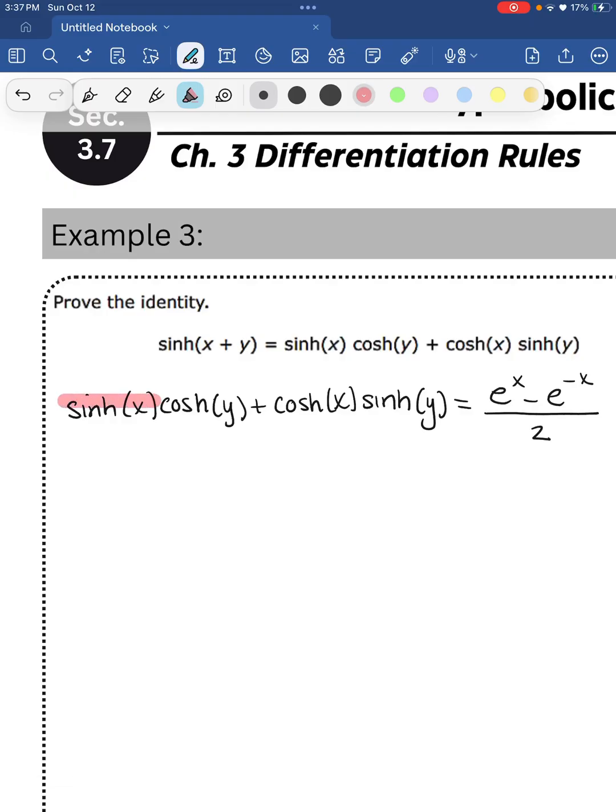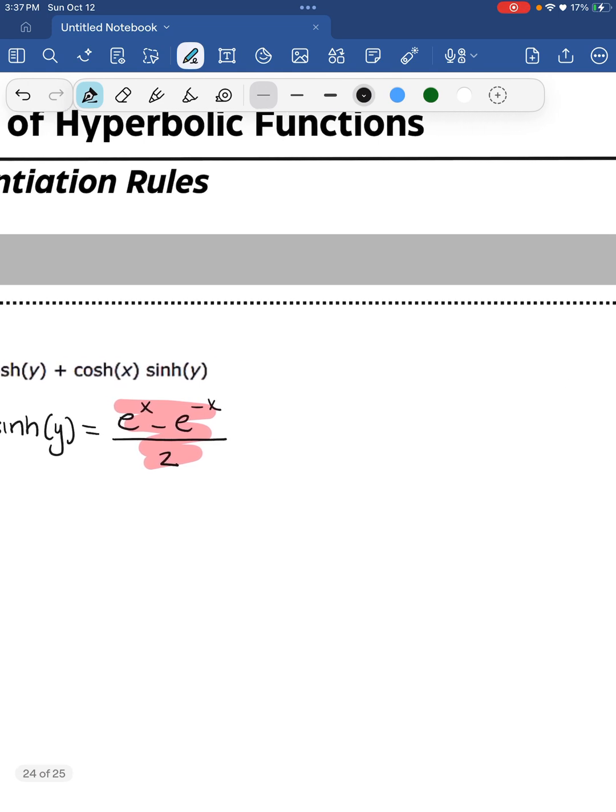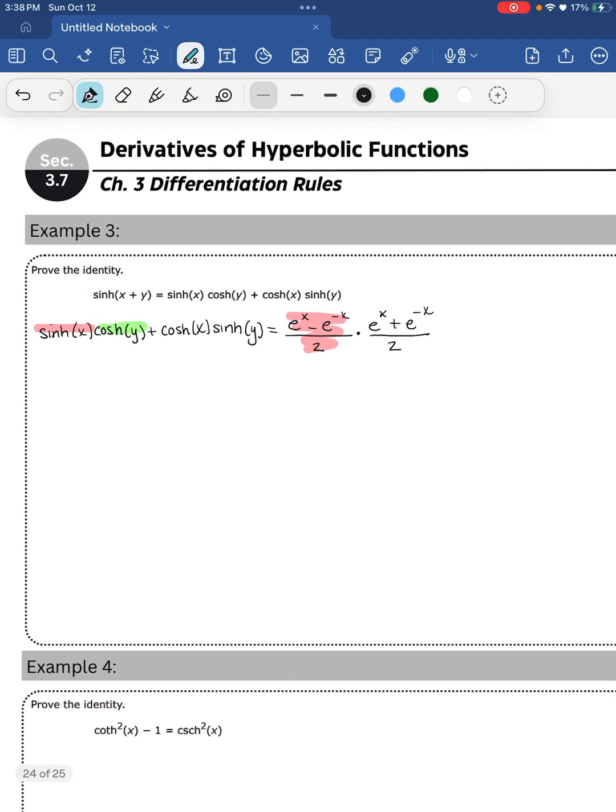Let's see, what can we do here? We can definitely add these together because they all have the same denominator. However, maybe we can work through multiplying some of these through. So if we take a look at the first two fractions, it'll be over 4 and e to the x minus e to the negative x times e to the y plus e to the negative y. Let's see what happens when we multiply this through.